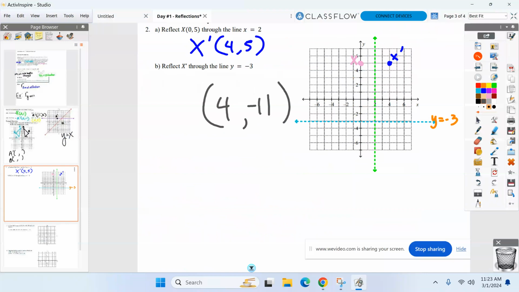Notice I didn't put a label on this. What should the label be here? Zeev? Prime. Double prime? Yep, double prime. But that only goes for if you transform the previous one, the prime one.